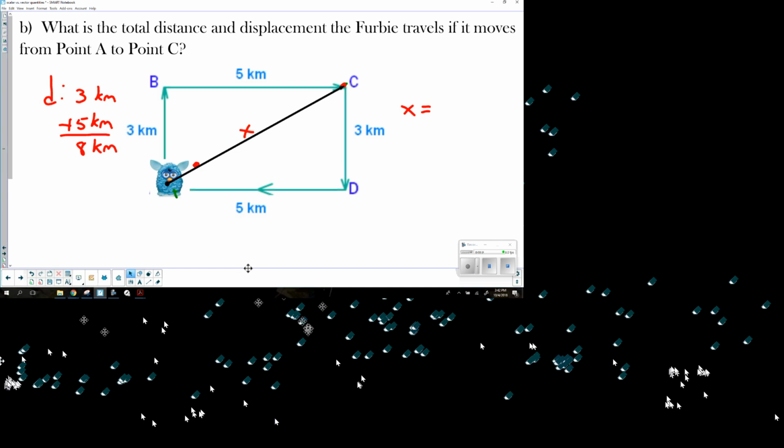So the change in position can be found if I consider x being the hypotenuse of a right triangle. So I can say x squared is going to be 5 squared plus 3 squared. It's going to be 25 plus 9. So x is going to be the square root of 34. Not 25, 34.